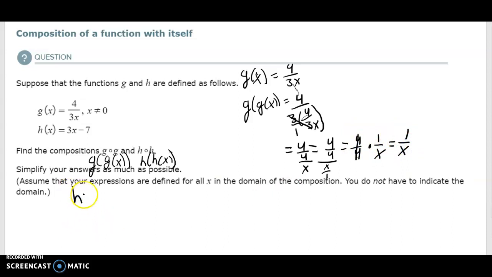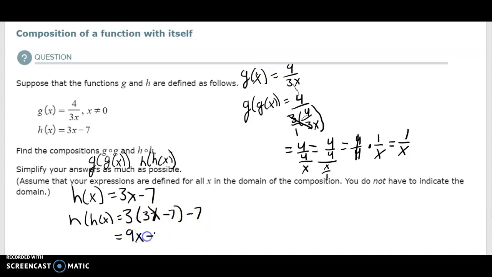If I wanted to do h of h of x, I would then input, everywhere I saw an x, I would re-input the h function. Then I'd simplify. And I'd end up with 9x - 34. So these are types of problems that will be in your homework.